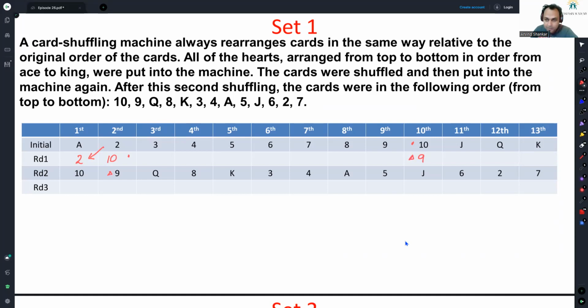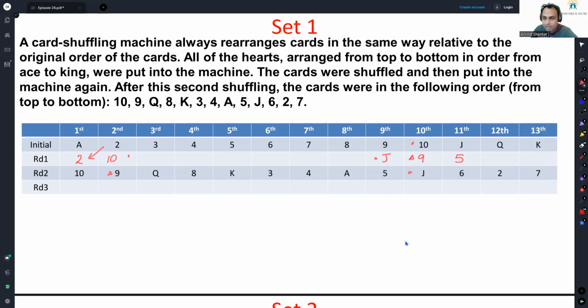Now, because 9 has come from the 9th place to the 10th place, J, which is present in the 10th place after round 2, would imply that J was in the 9th place after round 1 of shuffle. So let's go circle and circle. Now J has gone from the 11th to the 9th spot, from the initial to the second round. So 5 would have gone from the 11th to the 9th spot.